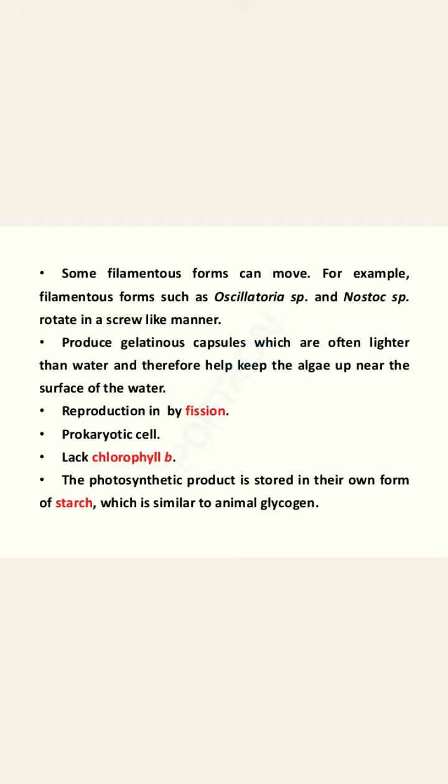Reproduction is by fission. Prokaryotic cell lacks chlorophyll B. The photosynthetic product is stored in their own form of starch, which is similar to animal glycogen.